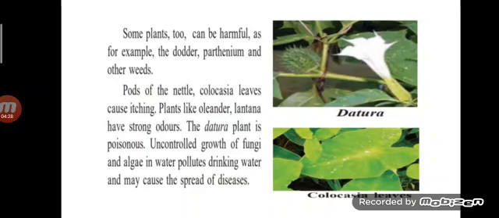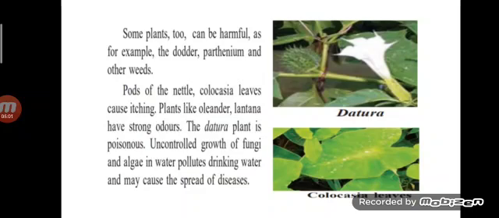Now, even plants like oleander and lantana have strong odors. They have a very strong smell, so we can't stand over there. The datura plant is poisonous, so it is very dangerous to consume a datura plant. So, we have to be very careful. We should not put anything in our mouth, any leaves, any flower, without knowing about it.